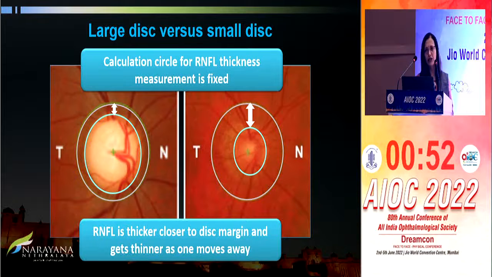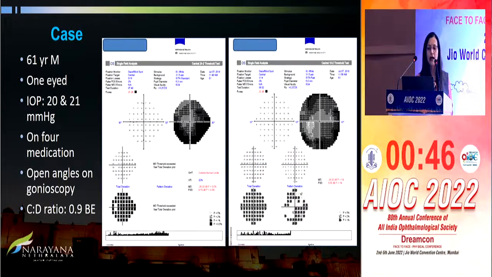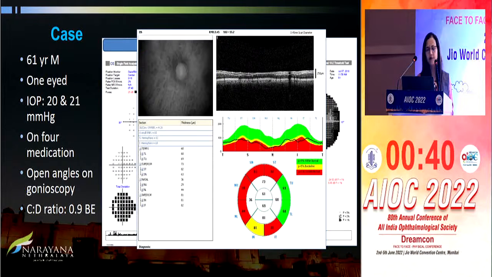So always make sure that with these kinds of discs, you take a look at the functional assessment, and that is given more importance. Another limitation that I would like to point out is when you have an advanced glaucoma like that, the RNFL can be really low. Everywhere you will see the red flag sign. So this is called the floor effect.